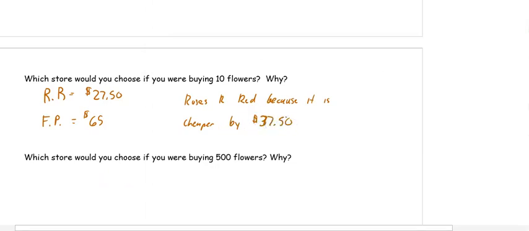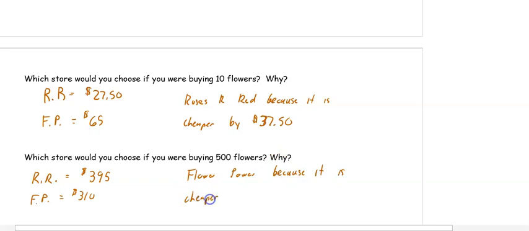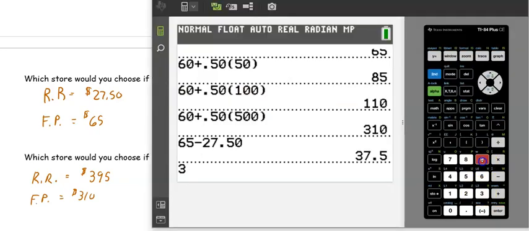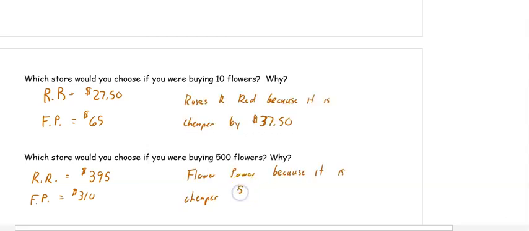So it is cheaper by $37.50. Now, if we were buying 500 roses from our table, Roses Are Red costs $395, and Flower Power would only cost $310. So in this case, we would want to buy from Flower Power because it is cheaper. And if I subtract $395 minus $310, this is cheaper by $85.